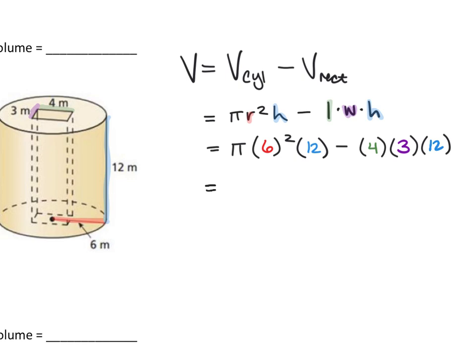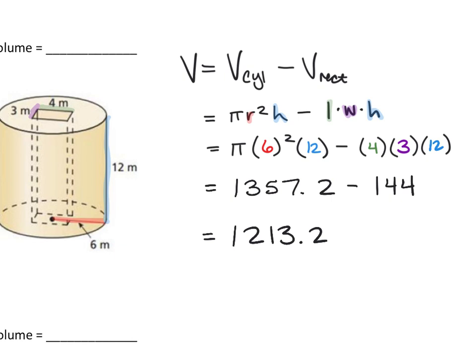We should get 1,357.2. But we're going to take out that piece in the middle that's missing, which is 4 times 3 times 12. The volume of that rectangle. Is that what you guys got when you did it? So to finish up the volume of my composite figure, the total volume, I do 1,357.2 minus 144. And I would get 1,213.2 what? What do I put after this?